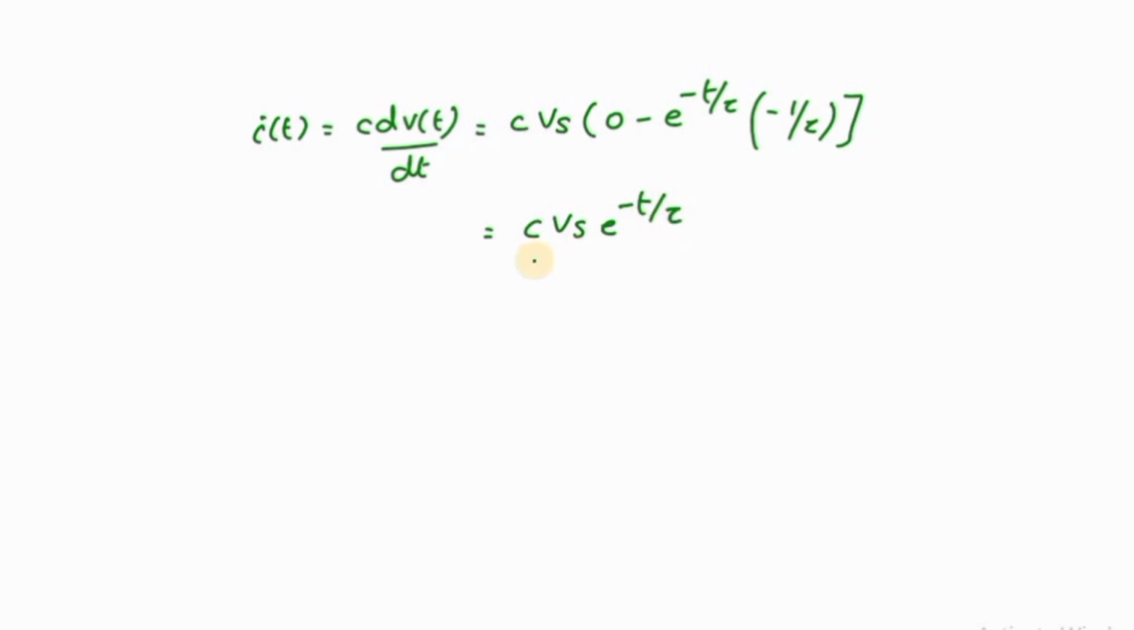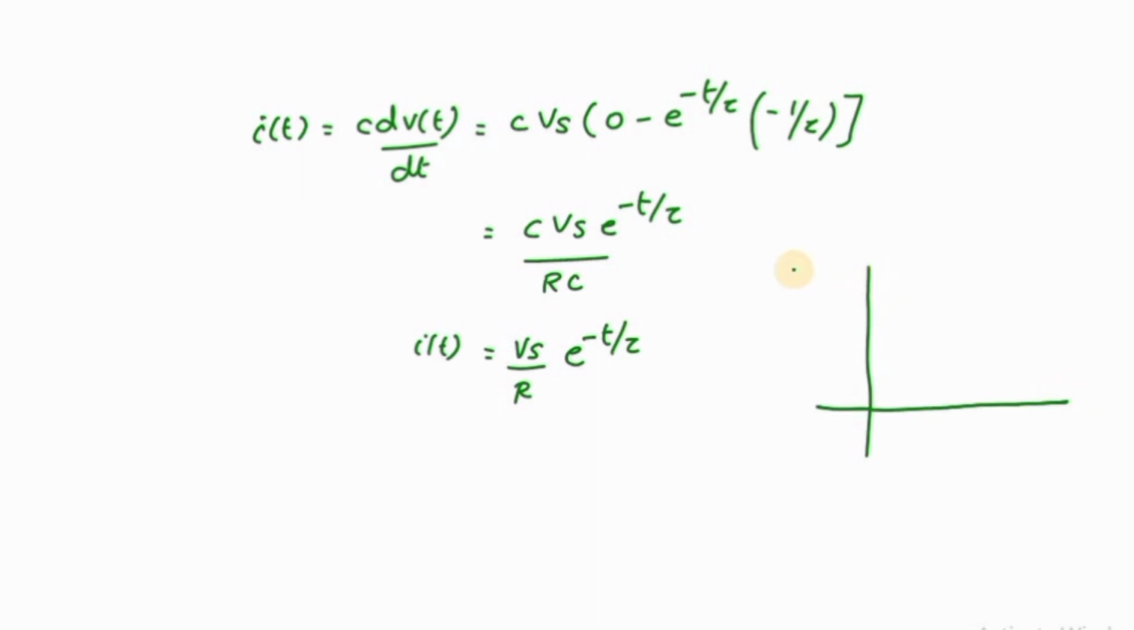So if I plot it for i of t, there is a current flowing through the capacitance. If I plot this at t equal to 0, you will get the i of t value as Vs by R, right? And at t equal to infinity, you will get 0.